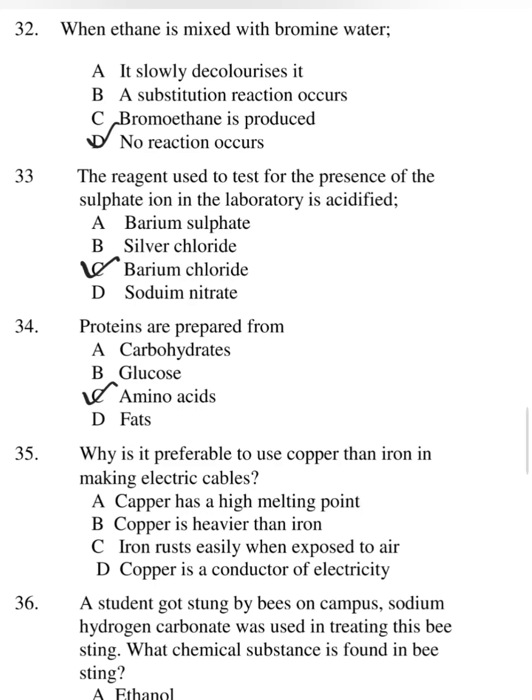In number 35, why is it preferable to use copper than iron in making electric cables? A. Copper has a high melting point. No. Copper is heavier than iron. No. Iron rusts easily when exposed to air. D. Copper is a good conductor of electricity. So we have C. Iron rusts easily when exposed to air.